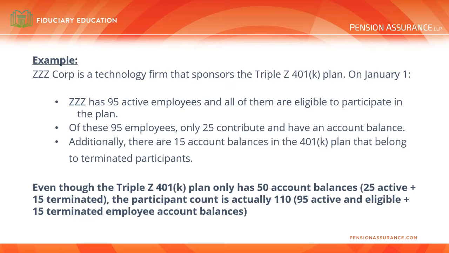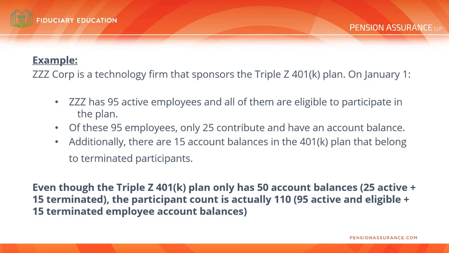Let's walk through an example real quick. Triple Z Corp is a technology firm that sponsors the Triple Z 401k plan. On January 1st, they have 95 active employees, and all of them are eligible to participate in the plan. Of the 95 employees, only 25 actually contribute and have an account balance. Additionally, there are 15 account balances in the 401k plan that belong to terminated participants.